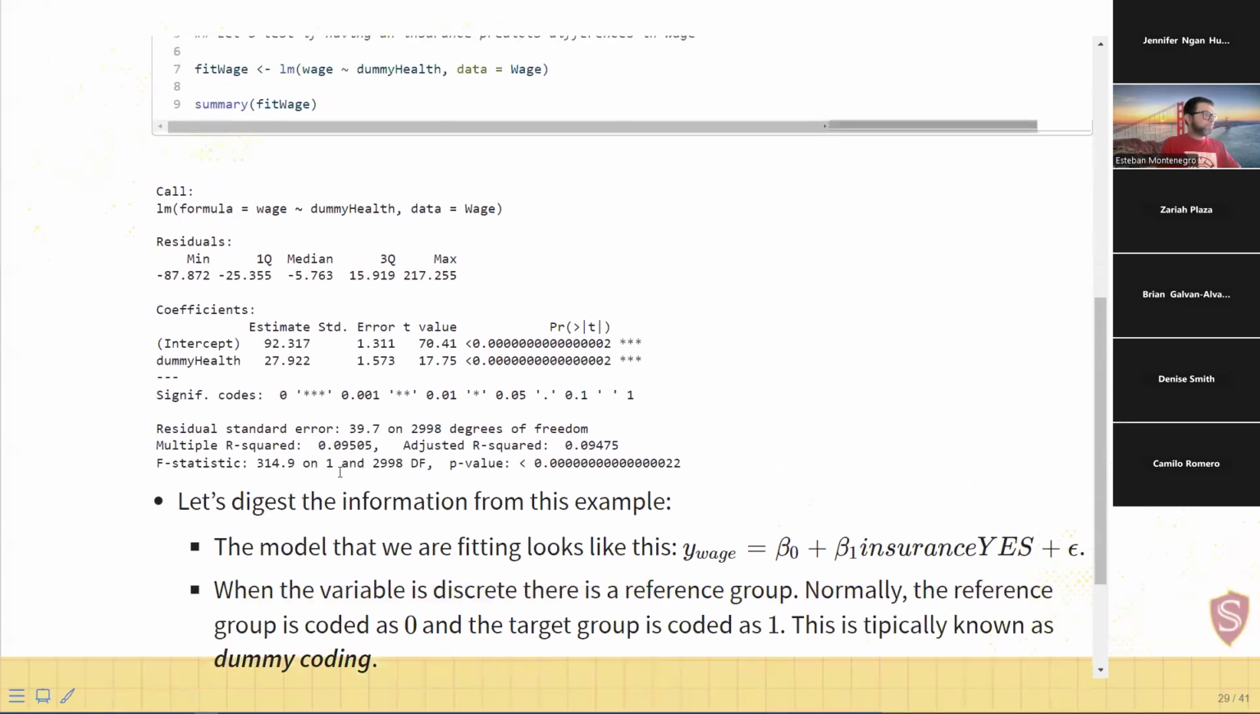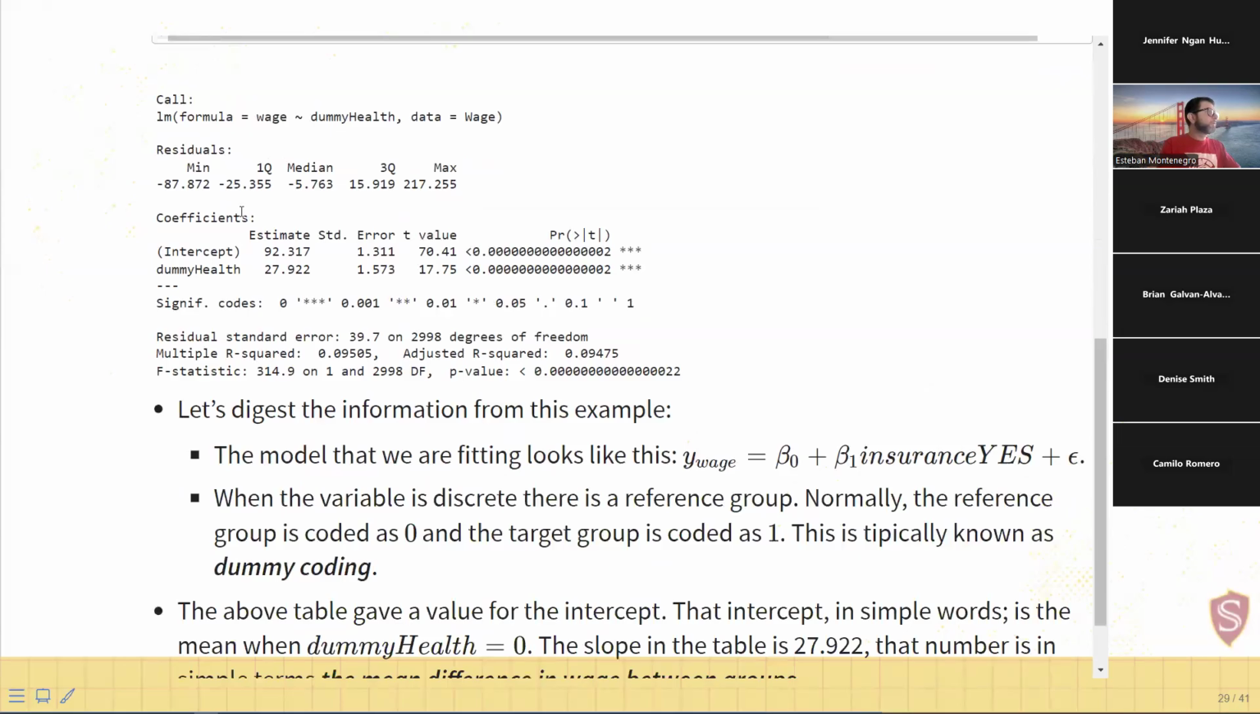So in this case, I did a t-test. Oh, a regression, well, it's the same in this case. I did a regression model. I'm not running a t-test, right? Why? Well, because it's the same thing. A t-test or a regression is exactly the same. So in this case, what we have is a slope of 27.92 and an intercept of 92.32. So how do we interpret this?